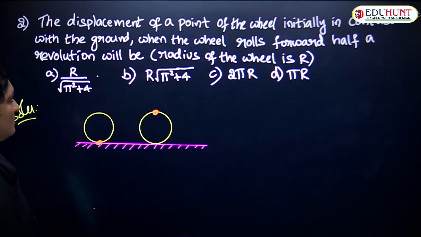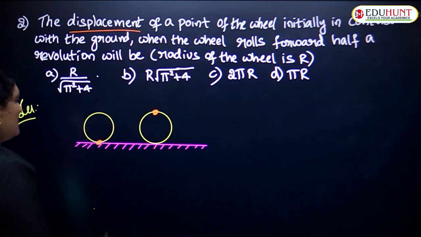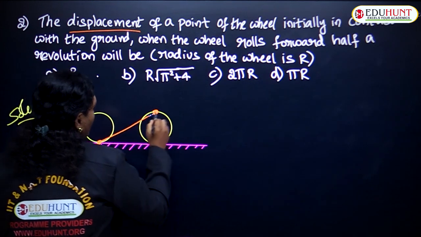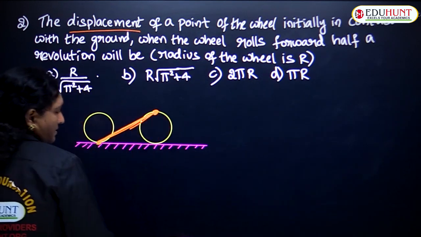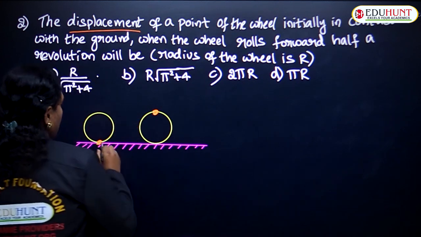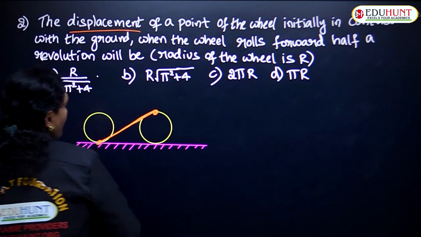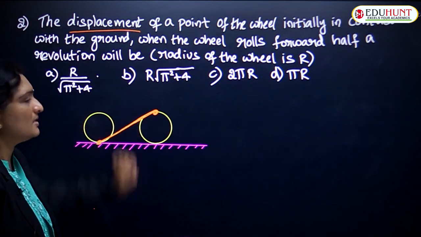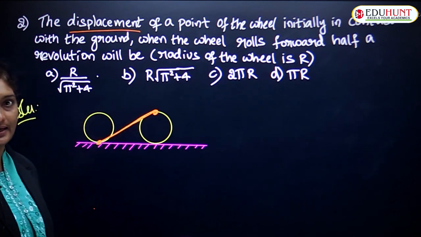The wheel rolls forward half a revolution. Then what are you asked to find out? The displacement of that point of contact. Displacement means what I told children? The line joining the initial point to the final point is defined as displacement. So you are asked to find the displacement of this point. So you need to find the length of this orange colored line.